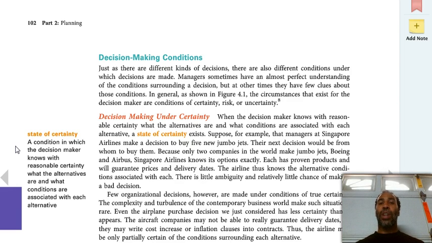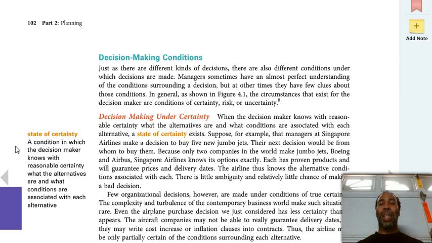What conditions are associated with the fact that you take a shower, that you smell good, you smell fresh? What conditions are associated with the fact that you don't take a shower, that you don't smell good, people talk about you, things of that nature, right? So a state of certainty, you know and understand, if A happens, then B happens, right?